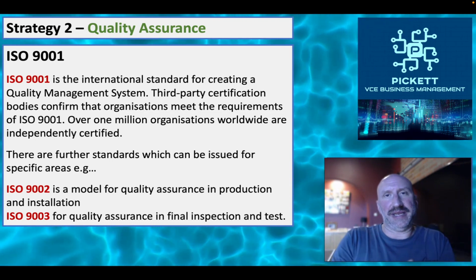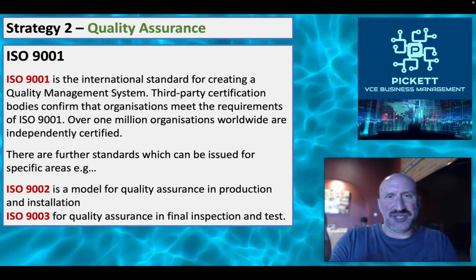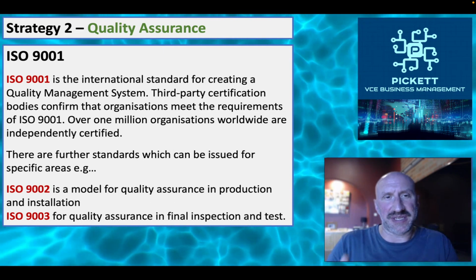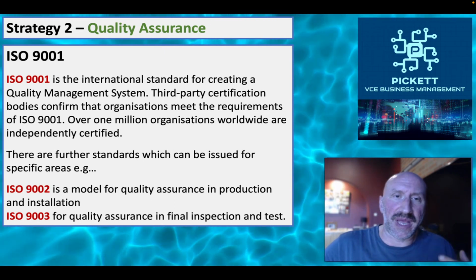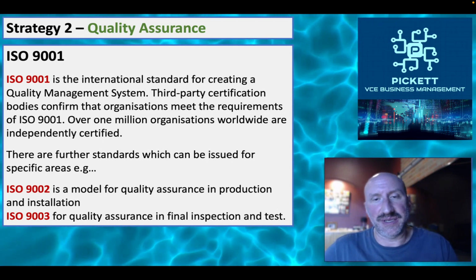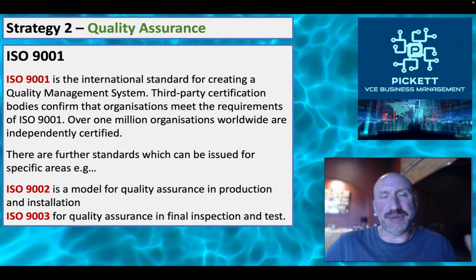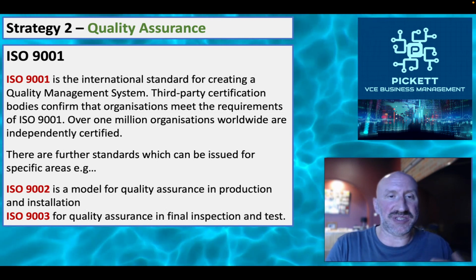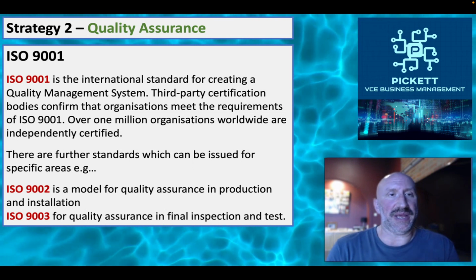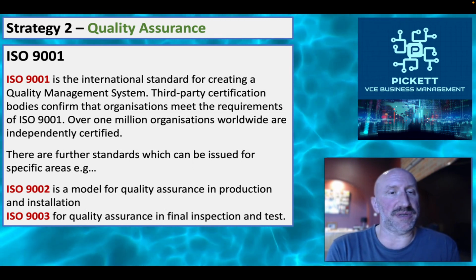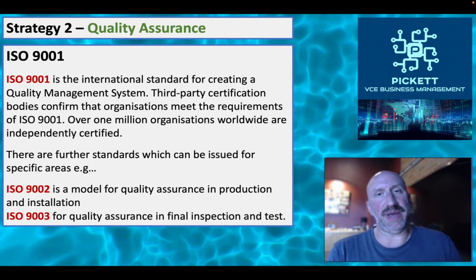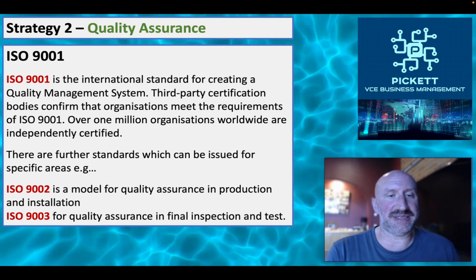So this is basically ISO to certify that your quality in all areas is meeting the standards. There are third-party certification bodies that go out into businesses, checking that businesses that want this accreditation, this certification, meet those standards. And if they do, then they get to display the ISO 9001 quality mark. There are now over 1 million businesses worldwide that have been independently certified to meet that standard.